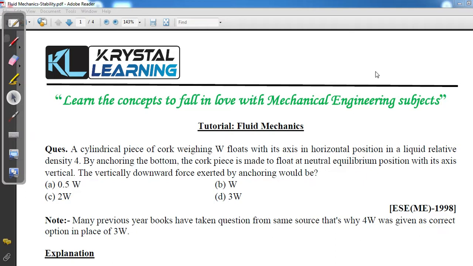So today we will learn the concept related to the subject fluid mechanics. Let's read out the question. This question came in Engineering Services Examination Mechanical 1998.